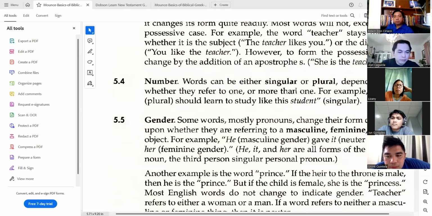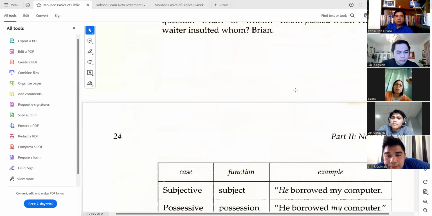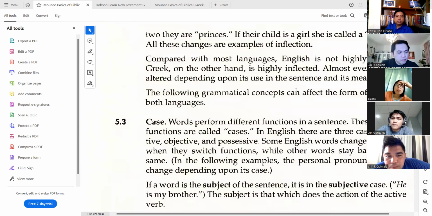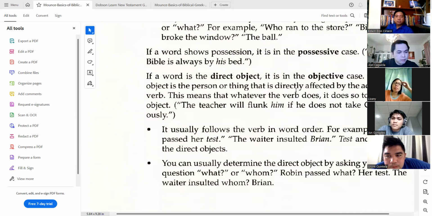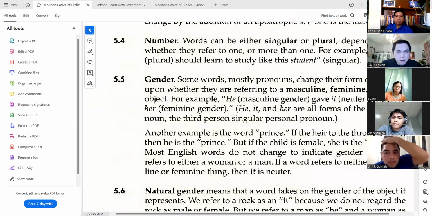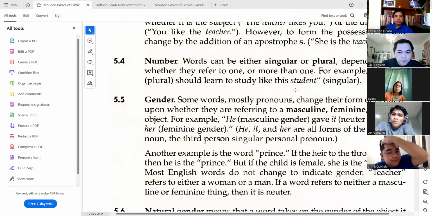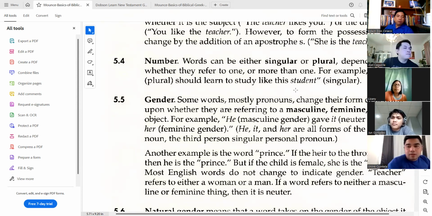Anyway, number. So a while ago there is case, and then there is also number. Number here is either singular or plural. In Hebrew, they have a third which is called dual. So two, the number two.